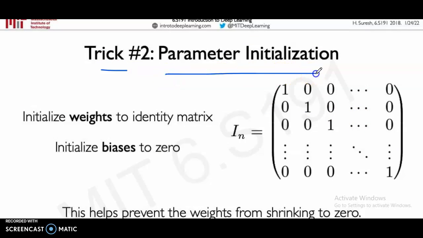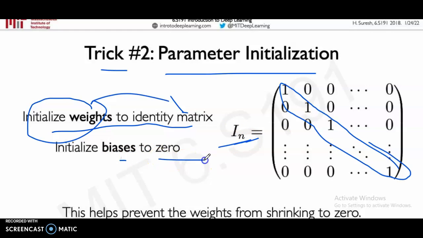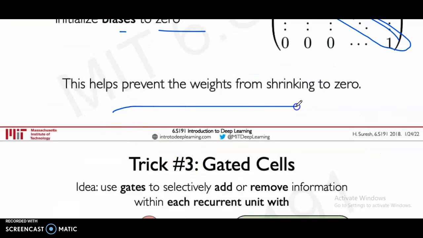Trick 2, parameter initialization. Initialize weights to the identity matrix. Initialize biases to 0. Here the diagonals are all 1, that's why it is the identity matrix. Initializing biases to 0 helps prevent the weights from shrinking to 0.